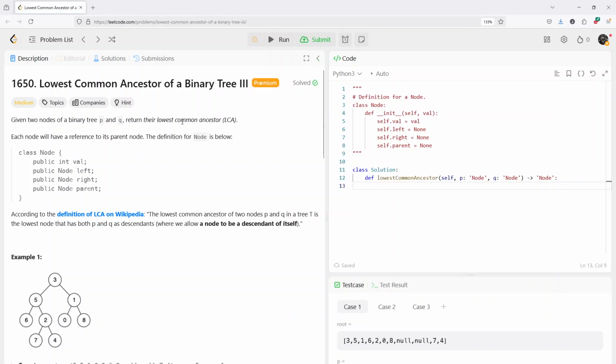Look at this problem 1650, lowest common ancestor of a binary tree 3. Given two nodes of a binary tree P and Q, return the lowest common ancestor. Each node is going to have a reference to its parent node.